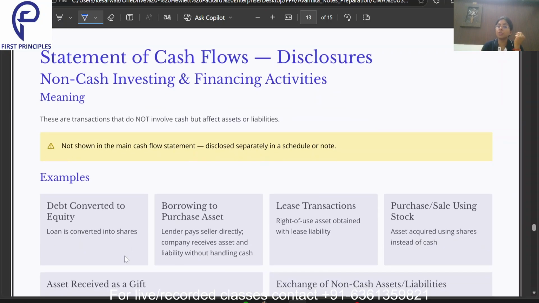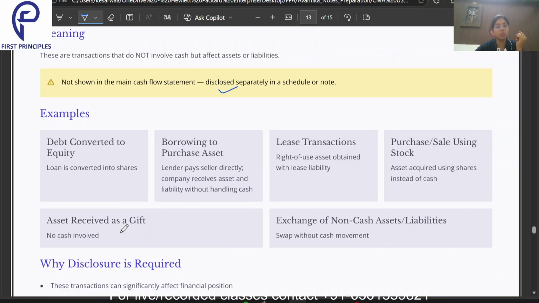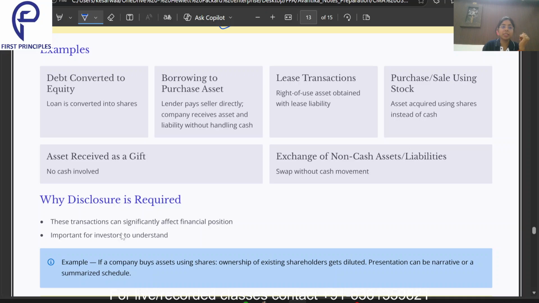Now, disclosures, an important point. One of the topics that can be tested for your CMA US. There are different kinds of transactions which do not involve cash, but they affect our assets and liabilities. They are disclosed separately in a schedule or a note. What are some examples of non-cash investing and financing activities? Debt converted to equity, borrowing to purchase assets, lease transactions, purchase or sale of treasury stock, assets received as a gift, and exchange of non-cash assets and liabilities.